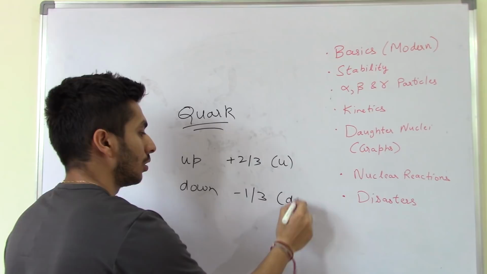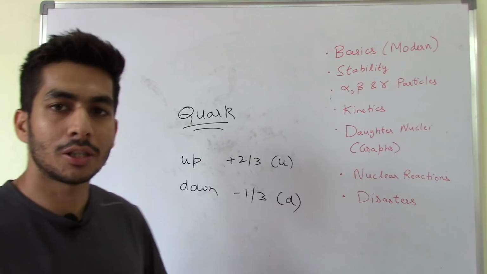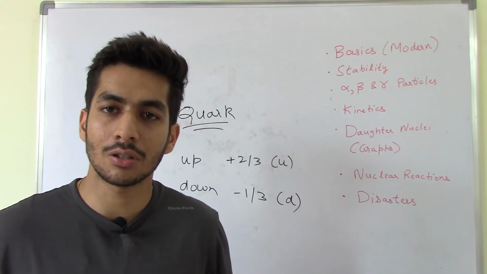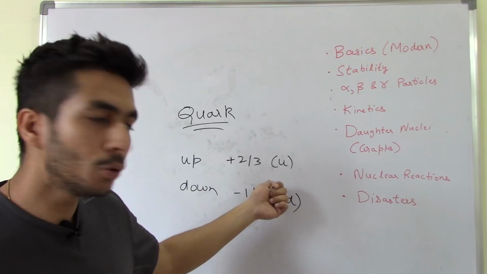to understand quarks. Okay, so quarks are basically of four types. I'm not going to get into the details of what four types they are, but all you need to know is that quarks are the only particles with fractional charge. Okay, they have a fractional charge. So an up quark has a charge of +2/3, which I can represent by U, and a down quark has a charge of -1/3, which I can represent by D.